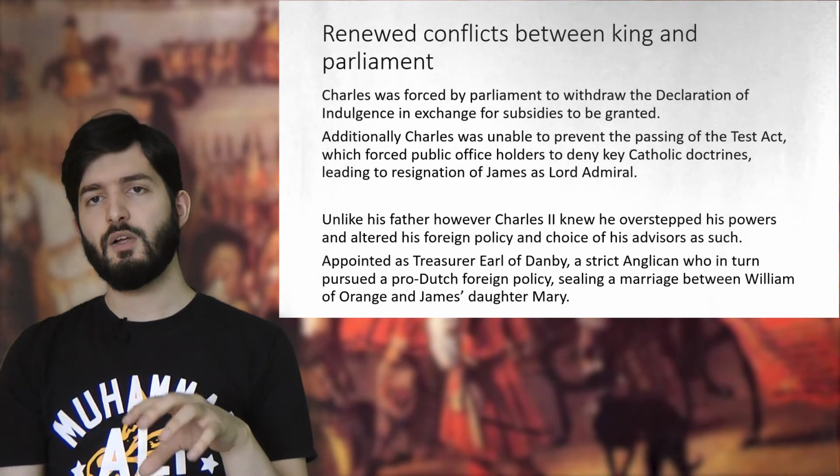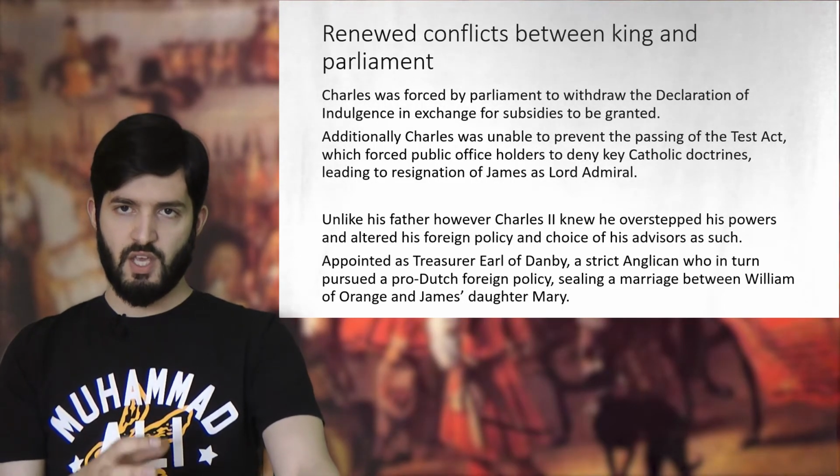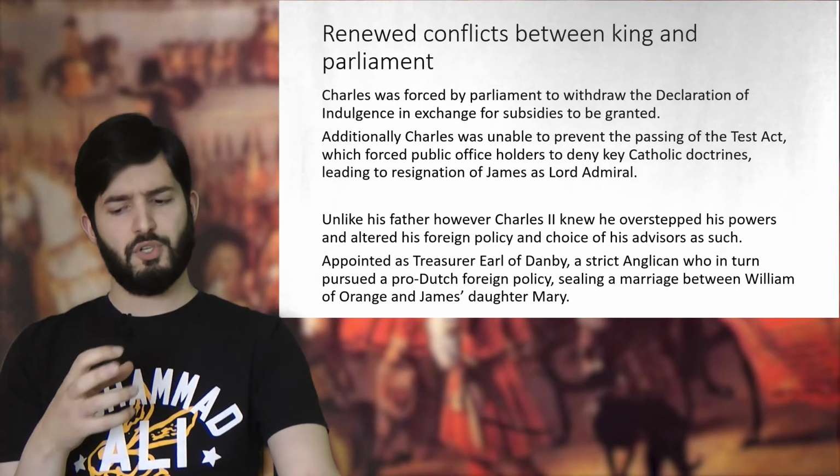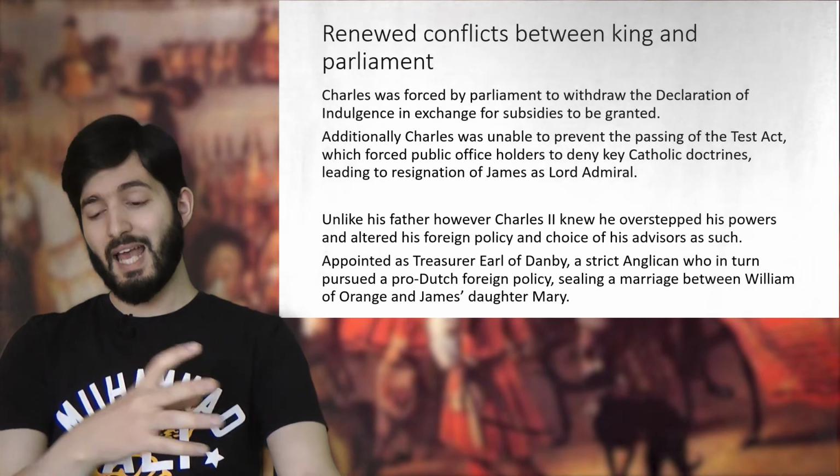And so he famously seals a marriage between William of Orange, the leader of the Dutch Republic, and also James's daughter Mary, who's a Protestant. That's the Catholic James, of course.